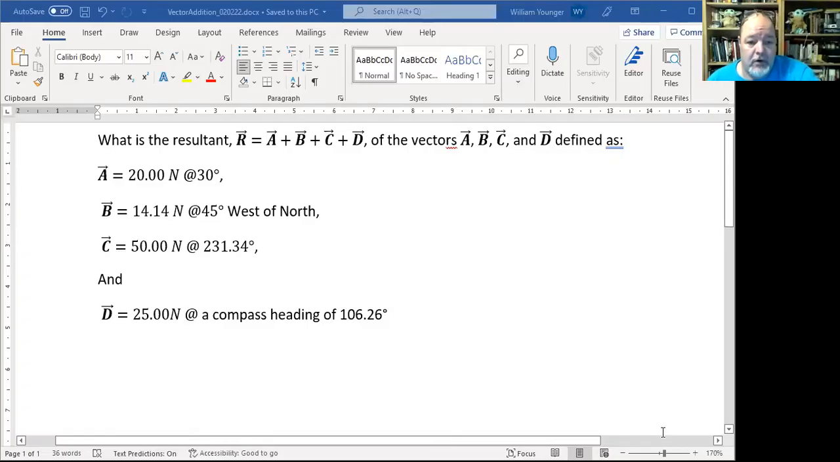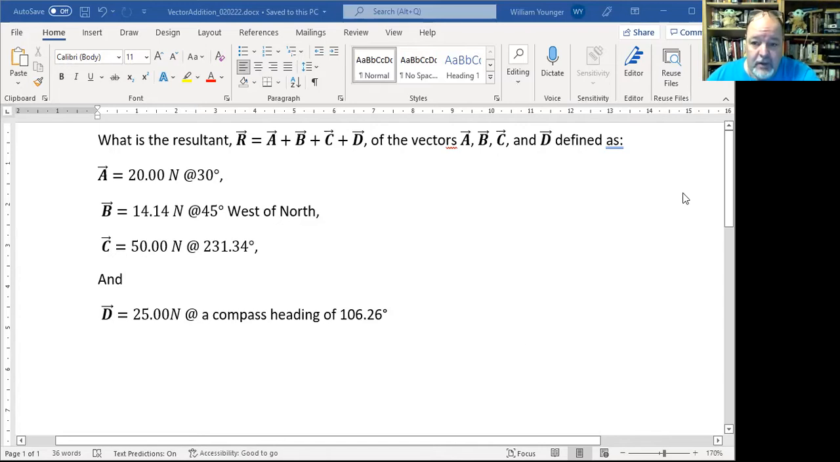So again, we're working on what is the resultant R, which equals A plus B plus C plus D of the vectors A, B, C, and D, defined as A equals 20.00 newtons at 30 degrees, B is 14.14 newtons at 45 degrees west of north. C is the one we're doing today, and it's 50.00 newtons at 231.34 degrees. And then finally, D, the vector is 25.00 newtons in magnitude at a compass heading of 106.26 degrees.